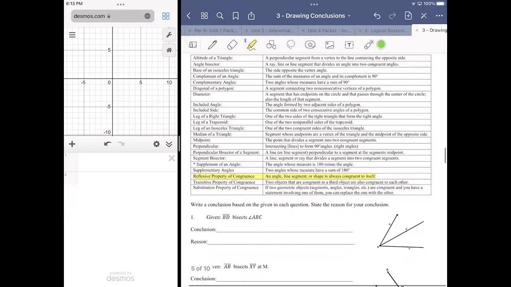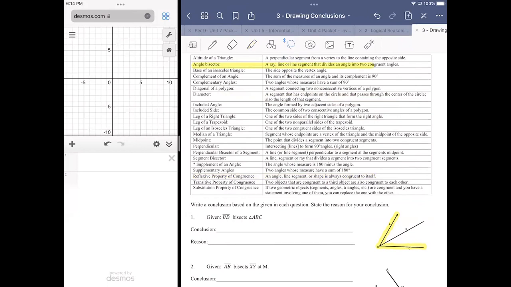All right. I don't know why I don't have all my highlighter options here. All right. Well, I guess I'm using yellow for now. All right. So the angle bisector seems to make the most sense. A ray, line, or line segment that divides an angle into two congruent angles. Right. So we may know of an angle bisector as being cut in half, but maybe that's not the appropriate way of writing it. Right.